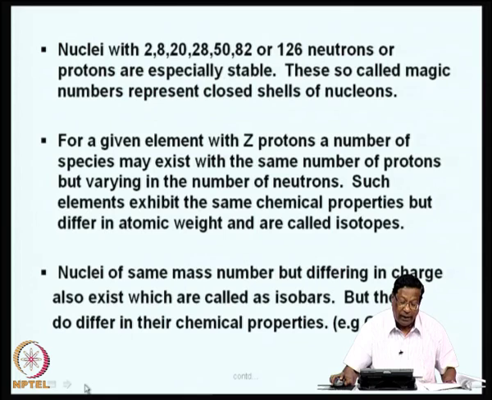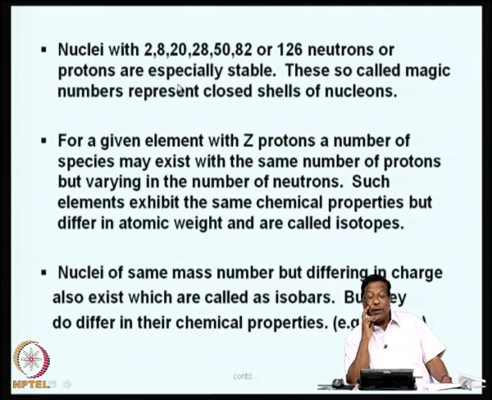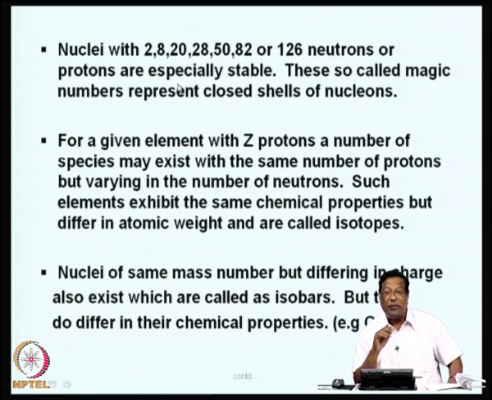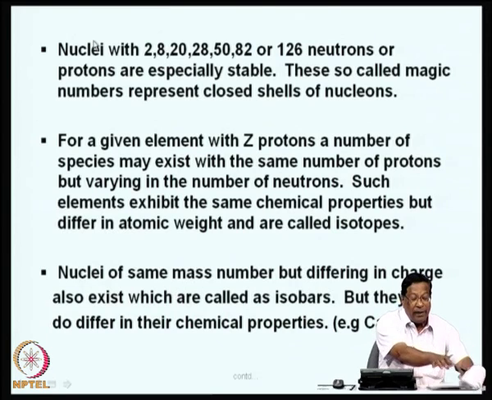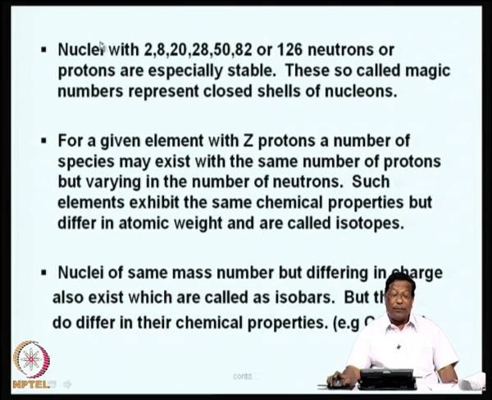Now, let us take a look at what type of nuclei are stable. See, any nucleus would not be stable on its own and it will decay. So, we have certain considerations which will tell us whether a nucleus is stable or not. Now, nuclei with 2, 8, 20, 28, 50, 82 and 126 neutrons or protons are especially stable. These so called magic numbers represent closed shells of the nucleons also.